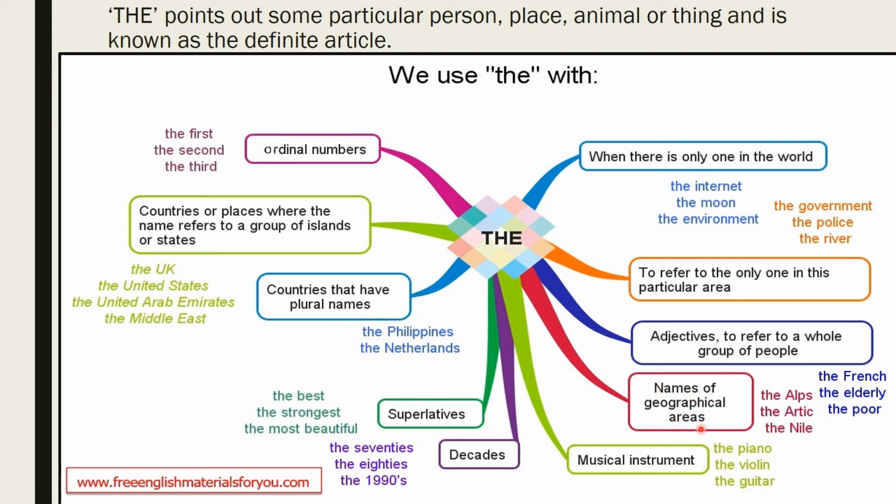Names of geographical areas: the Alps, the Arctic, the Nile. These are geographical areas. That's why the is used. With musical instruments: the piano, the violin, the guitar, we use the. You have to learn these rules.